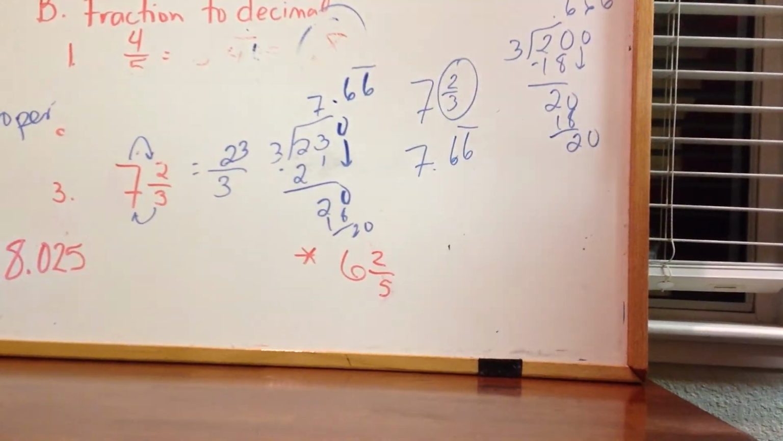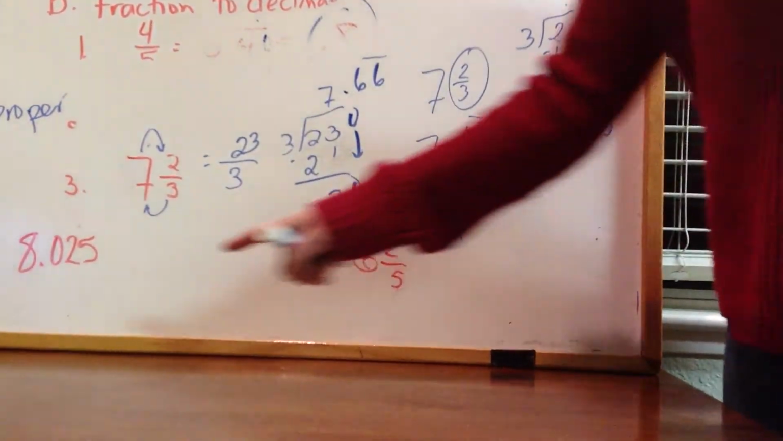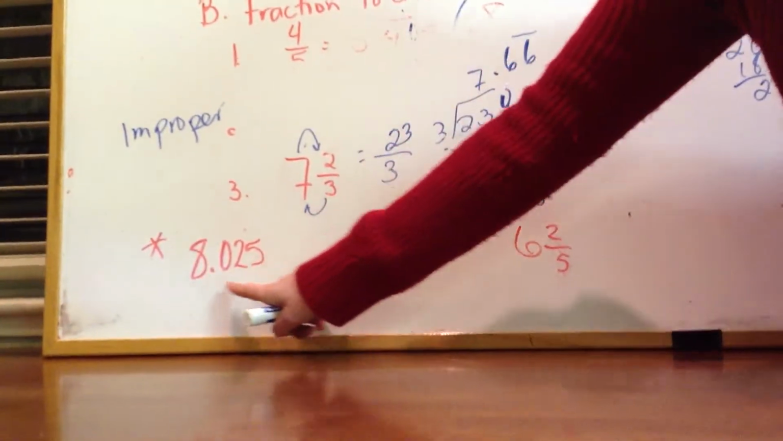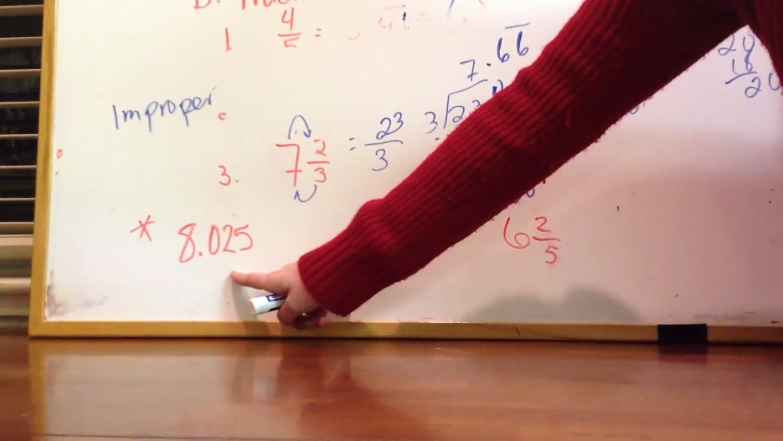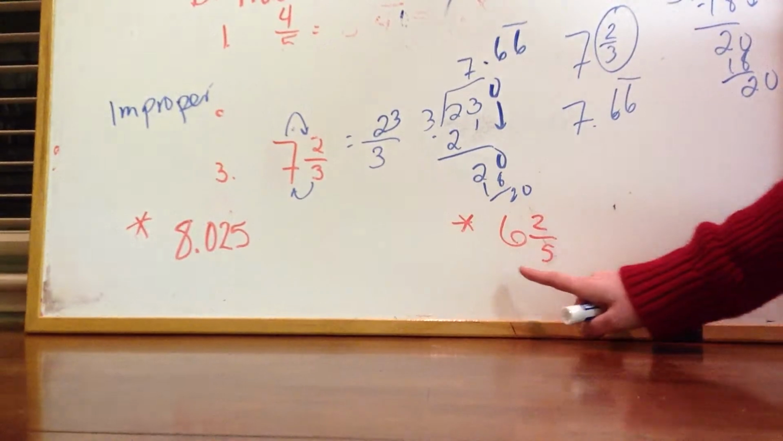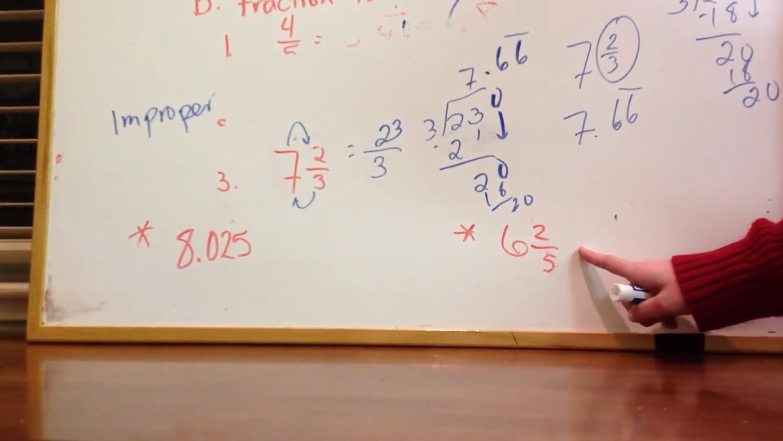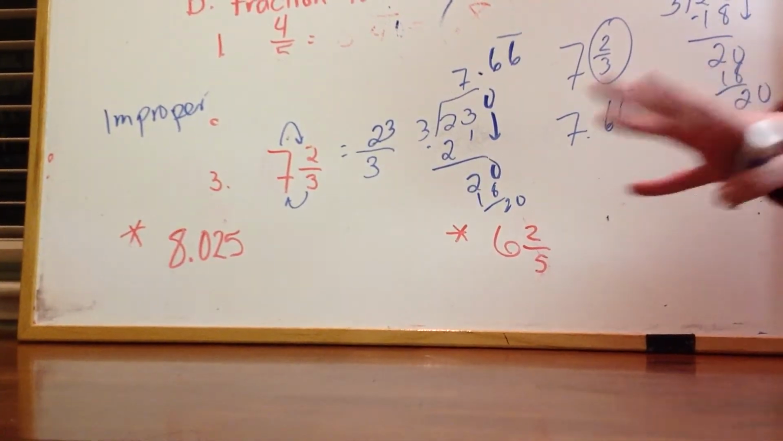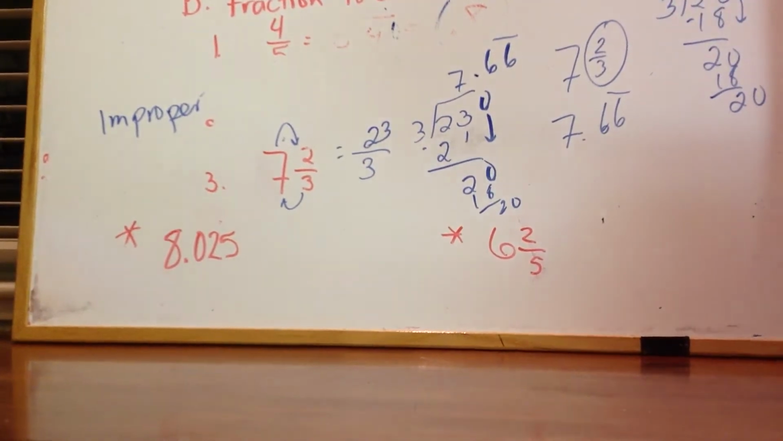Either way will work. So what I want you to do right now is try this. I want you to turn 8 and 25 thousandths into a fraction. And then I want you to turn 6 and 2/5 into a decimal. I'll give you a moment. You can put it on pause while you do that.